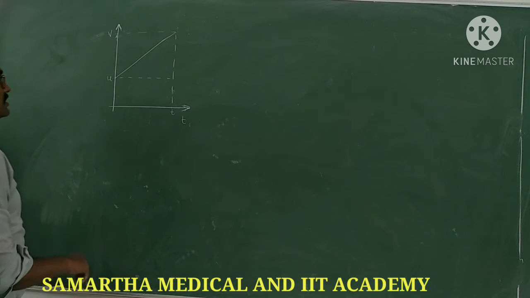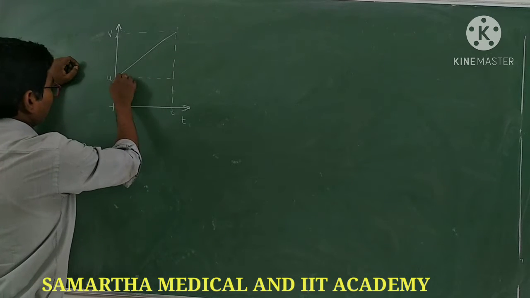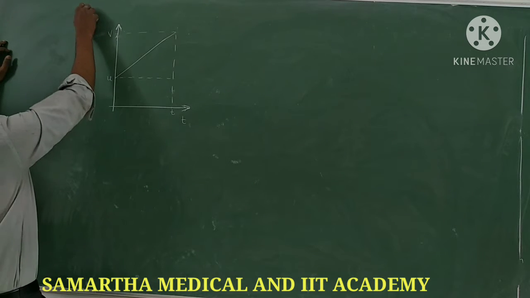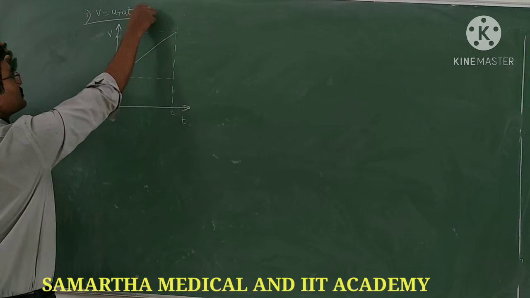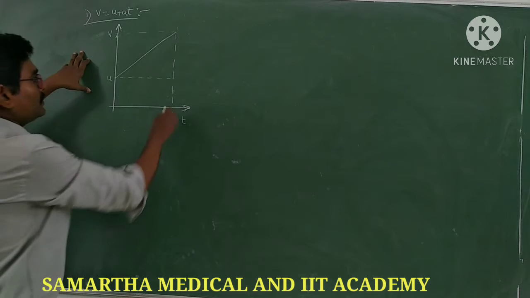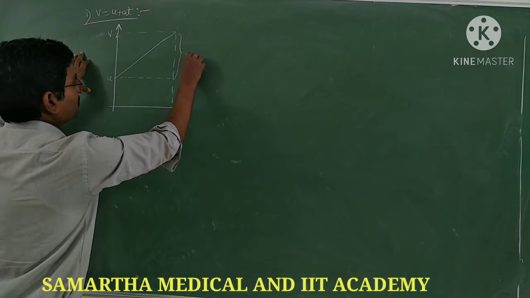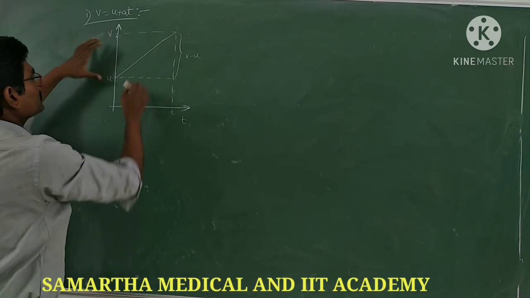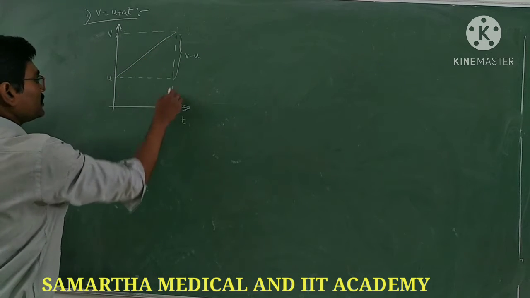Now we need to consider the slope of this curve. First, to derive the equation v is equal to u plus at, see here. Till here it is u, then what about this part? It is v minus u. Till here it is v, and from here it is u. So this part is v minus u, and from here to here it is t.